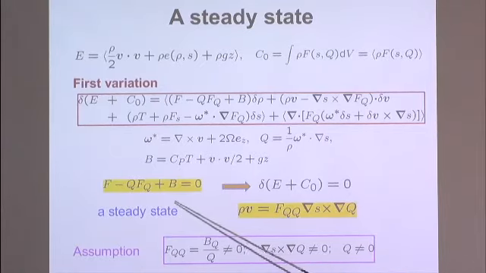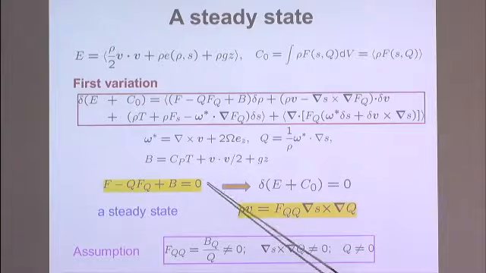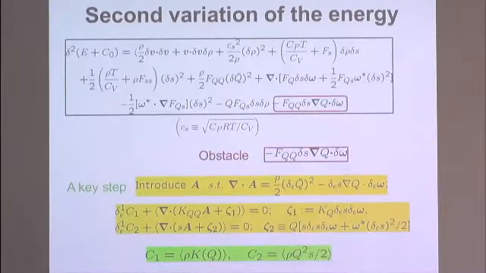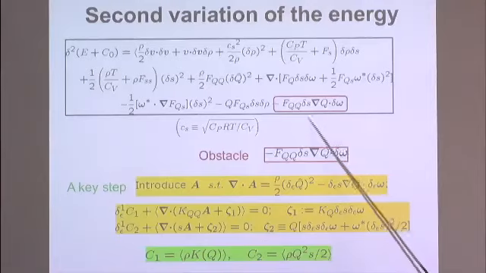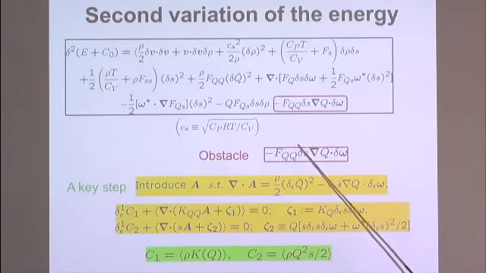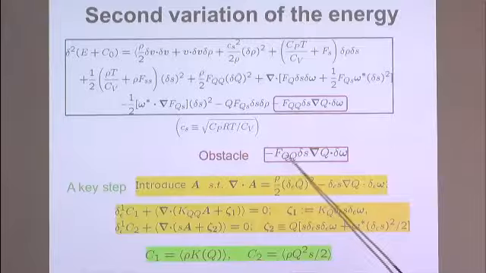So this is the equilibrium condition, and the steady state is obtained from here, and we assume the following: S and Q are not parallel. Then the second order variations. This needs some calculations, but anyway, straightforward calculations leave this term, and so we want to cancel this term.